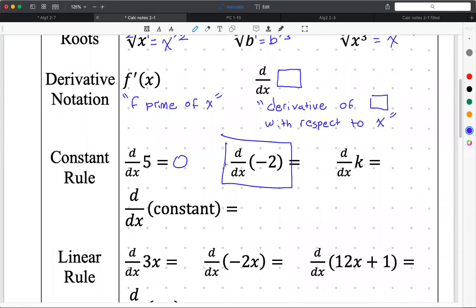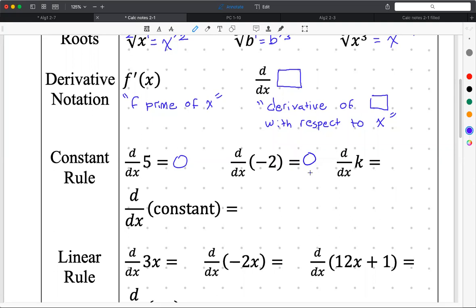Teflon, you want to do it? Derivative of -2 with respect to x. Beautiful. All right. And then what is that, Teflon? The derivative of a constant is always 0. 0. Yep.